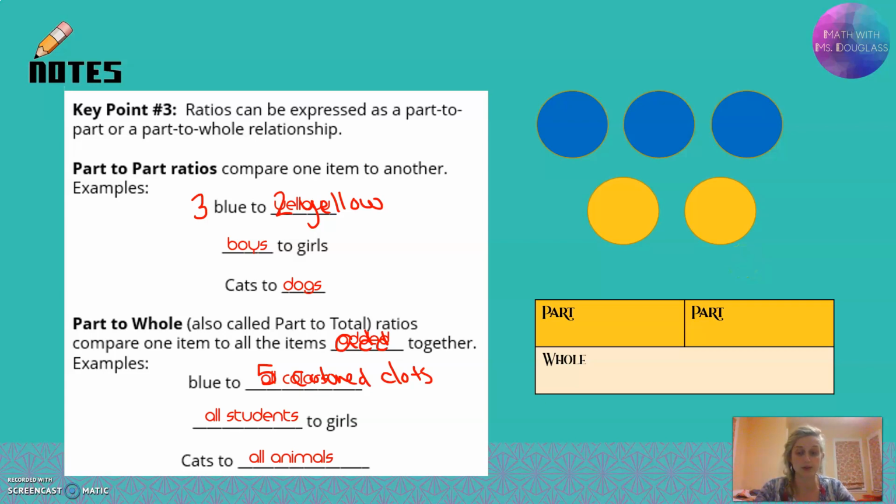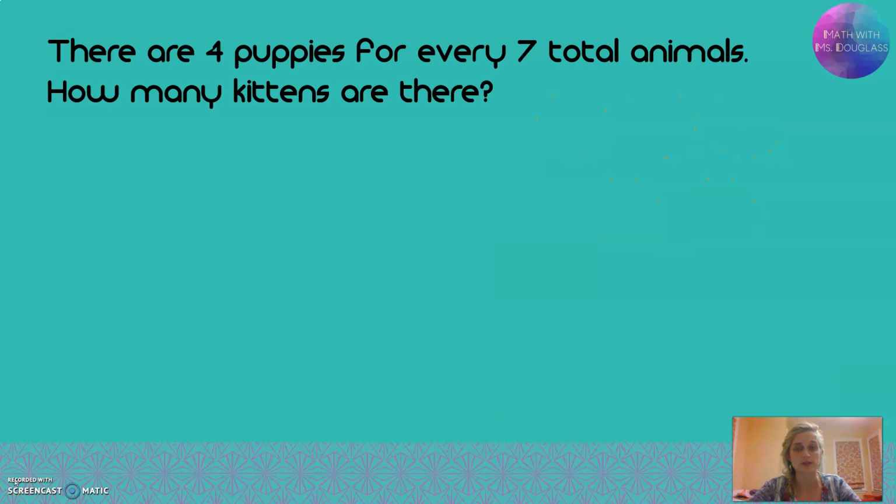Let's look at one more example. Okay, so here's our example. There are 4 puppies for every 7 total animals. So I'm telling you the part that's puppies. I'm using the word total or whole. That's a really good hint that that's talking about all of them. And I'm actually telling you what the other part is in the question, because I'm asking you how many kittens there are. So here's how I use that chart to help me.